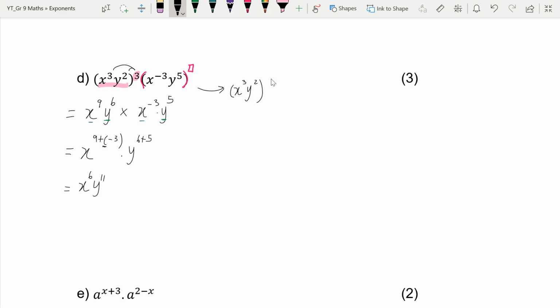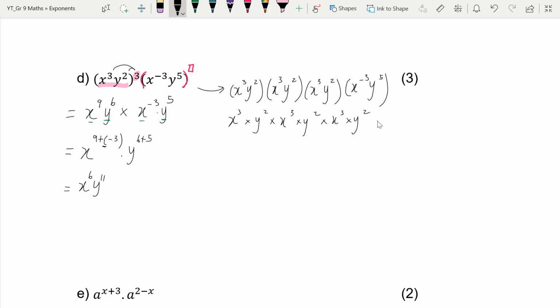So sometimes it helps when we break this up to clearly see what's going on, especially if you're only starting to do this now. So that first bracket is being multiplied by itself, and then it is being multiplied by that second bracket. But all of that is just being multiplied. So we can say x to the power of 3 times y squared times x to the power of 3 times y squared times x to the power of 3 times y squared times that. Everything is just being multiplied, and we can put the bases that are the same together.